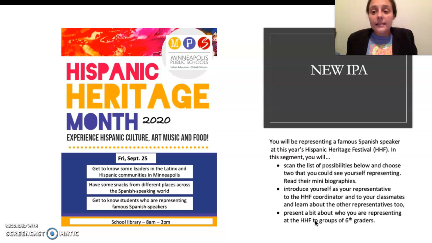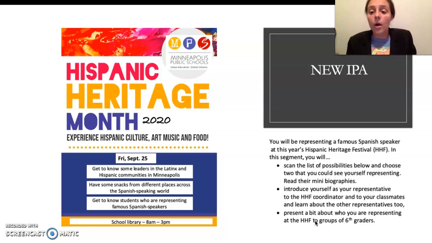So on the day of the IPA, students will receive this flyer, and it will be explained to them that they are going to be presenting a Spanish-speaking representative at the Hispanic Heritage Festival. They'll present to groups of 6th graders as they move through the library and move to different countries and regions of Spanish-speaking communities.